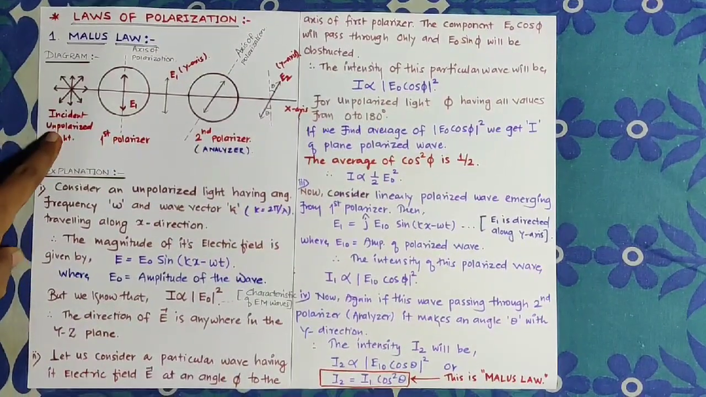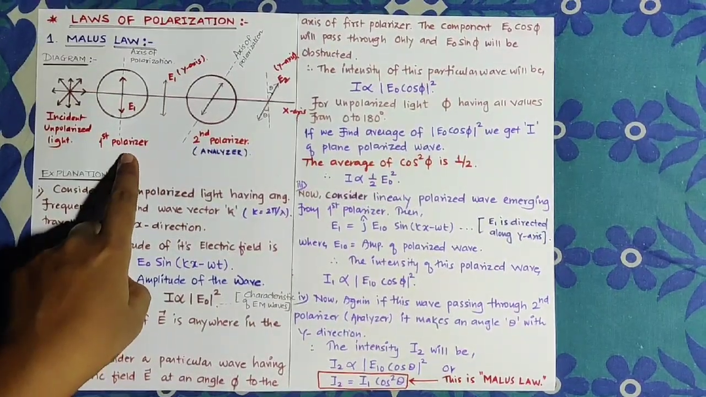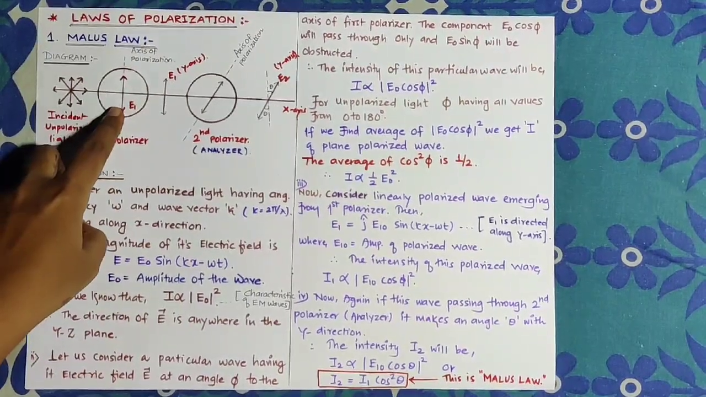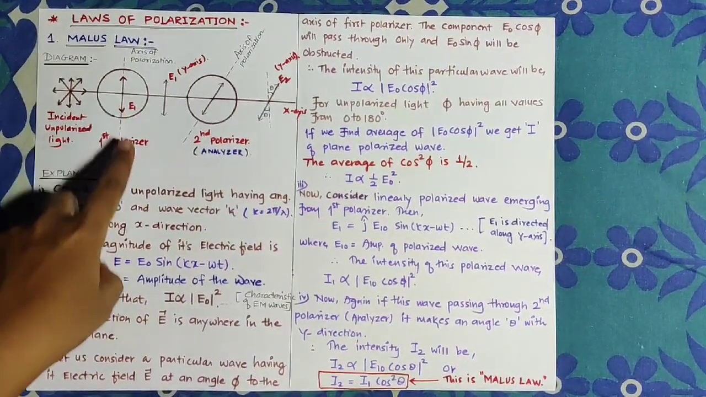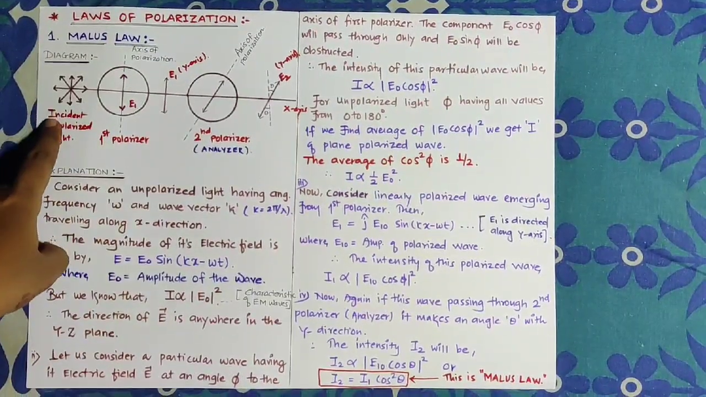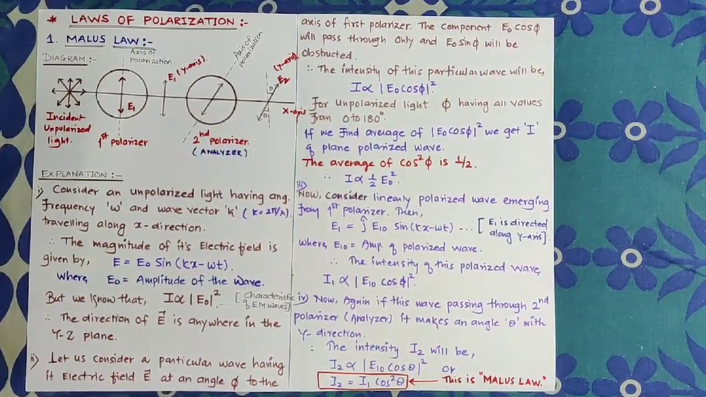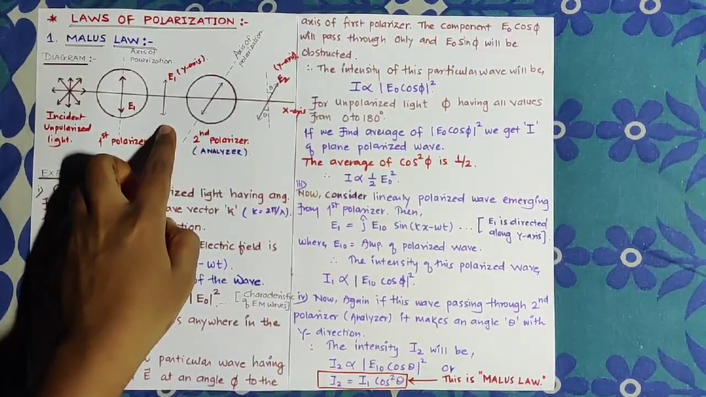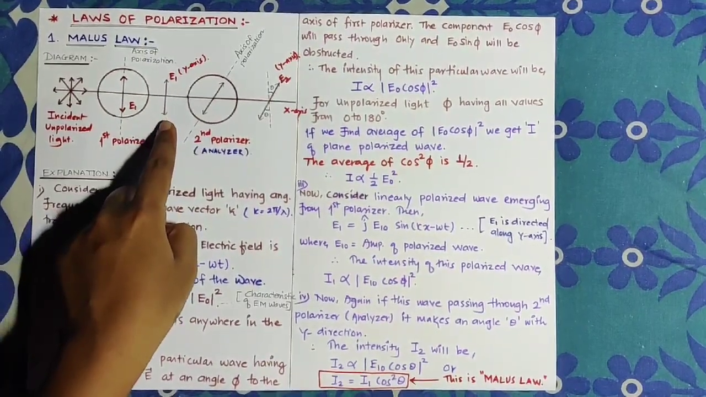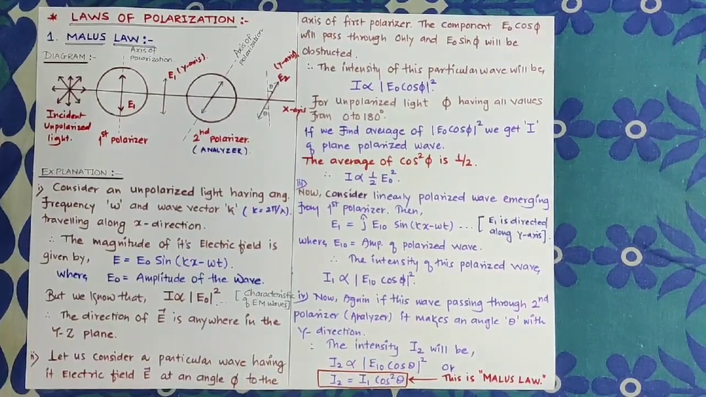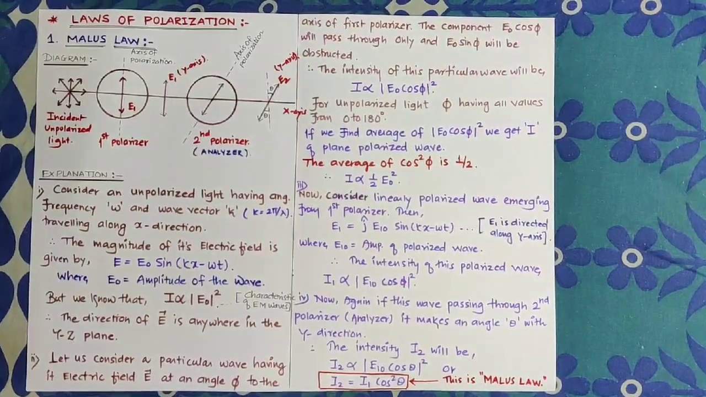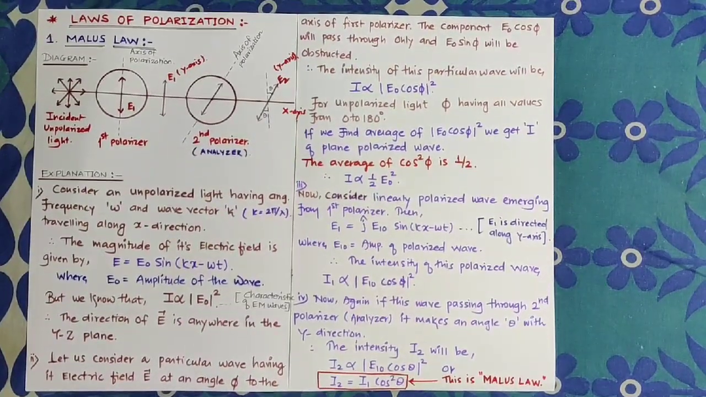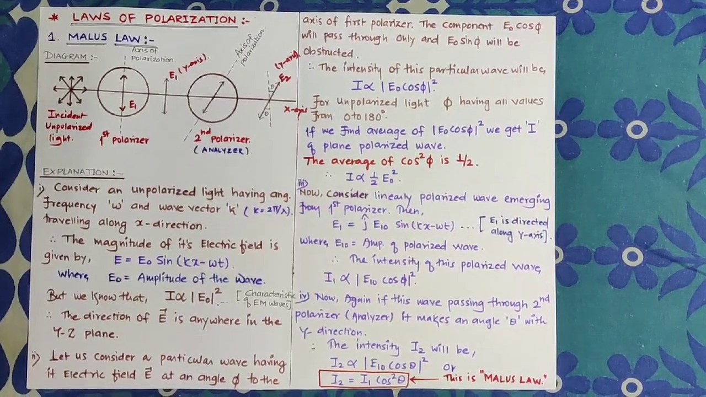When this unpolarized light is passing through the first polarizer, we consider only a particular wave. The polarizer emerges this unpolarized light as emergent plane polarized light. After this plane polarized light passes through the second polarizer, this second polarizer acts as an analyzer, which can analyze the nature of the plane polarized light.